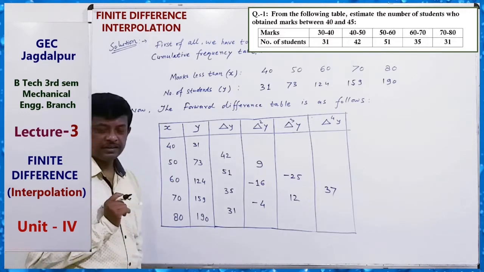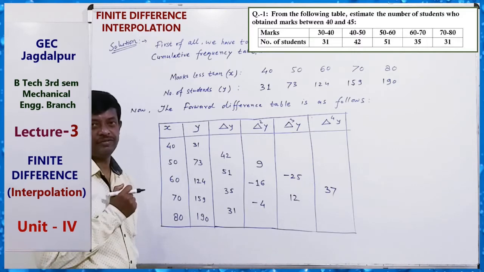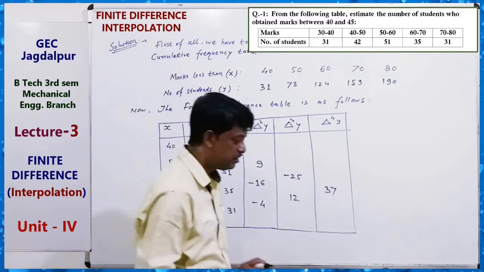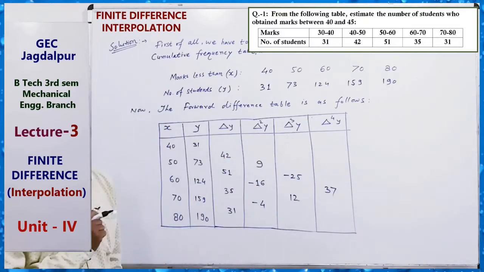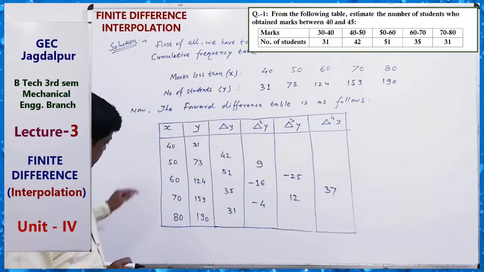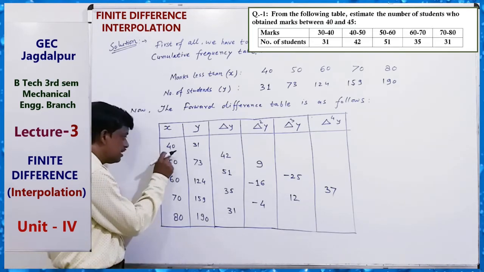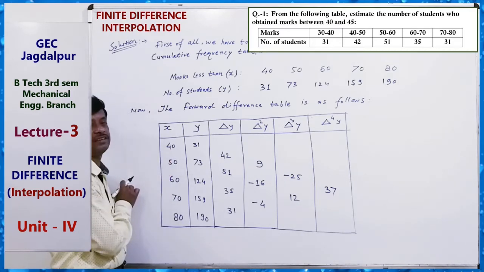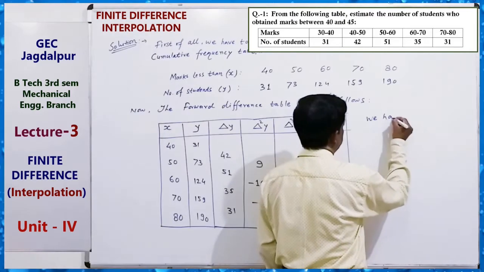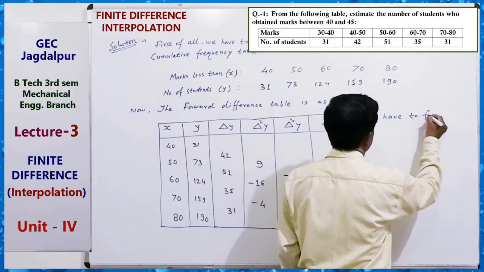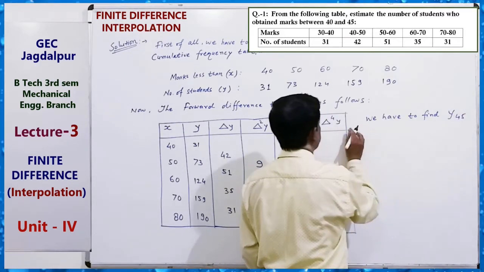Now we have to find y45, marks less than 45. So marks less than 45, just we have to find marks less than 45. So here we have to take origin value what? 45 is here. So x is here. So this will be x. We have to find y45. Okay.